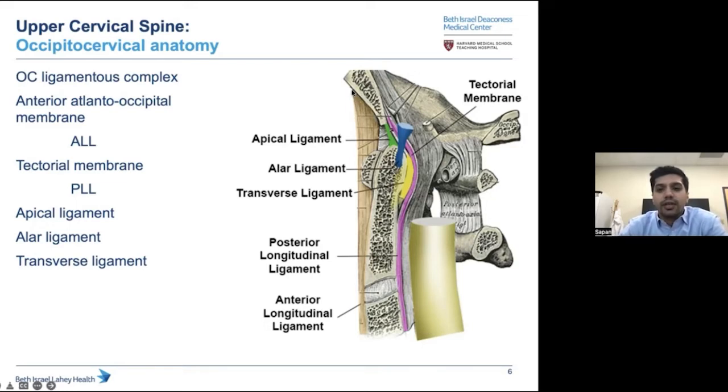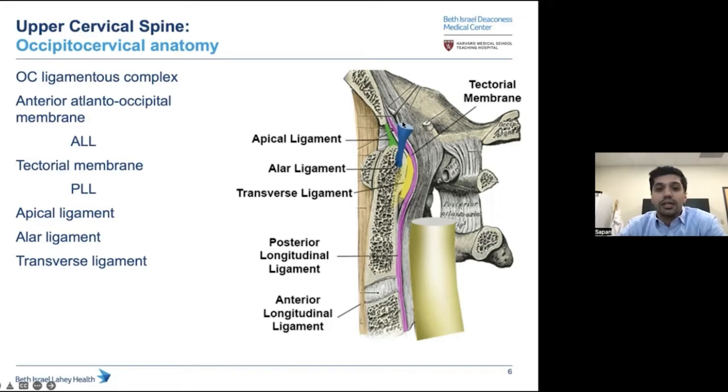So anteriorly is the anterior atlanto-occipital membrane. That starts over at the skull, runs over the front of C1 and the dens, and it becomes, as it goes further down, the anterior longitudinal ligament. This provides anterior stability. It's more important down in the subaxial cervical spine, but certainly important higher up too. And up here, it's called the anterior atlanto-occipital membrane.